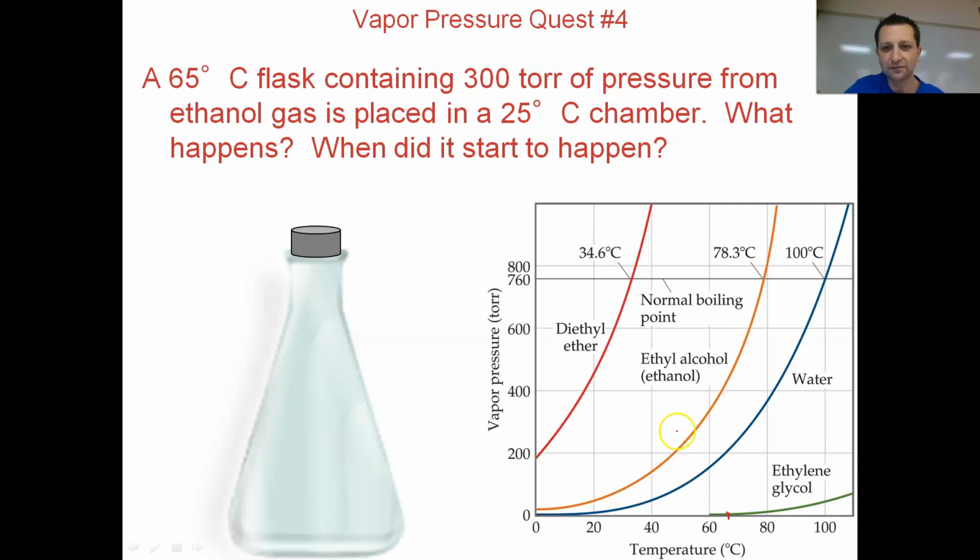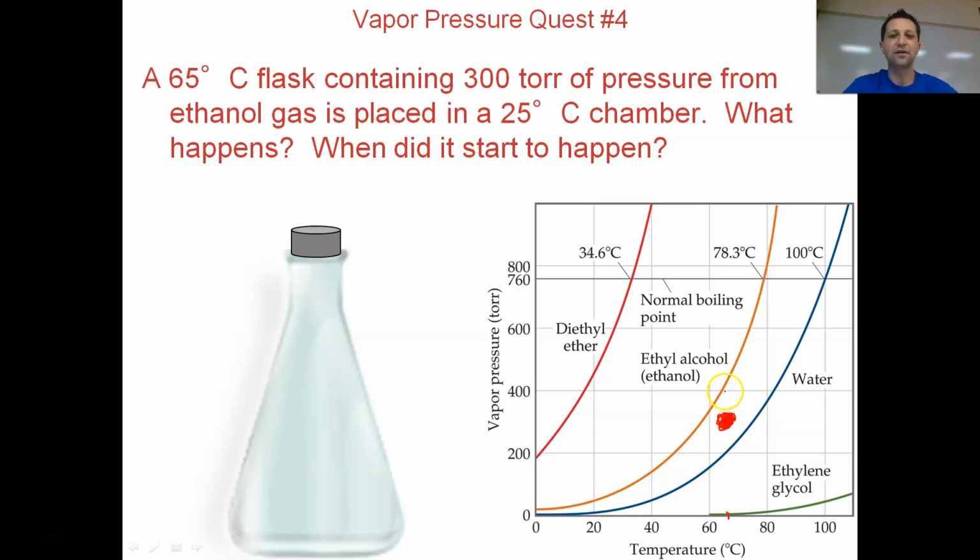So where are we here? 65 straight up, 300's about here. Okay, this is where we are. This very asymmetrical point I'm making, that's where we are on this curve. So we have a flask with ethanol in it at 65 Celsius, and the pressure in this flask is 300 torr. We are not saturated, okay?